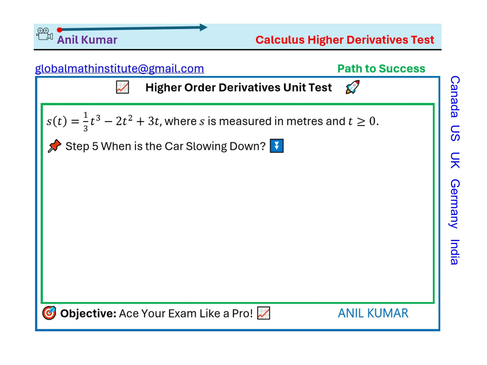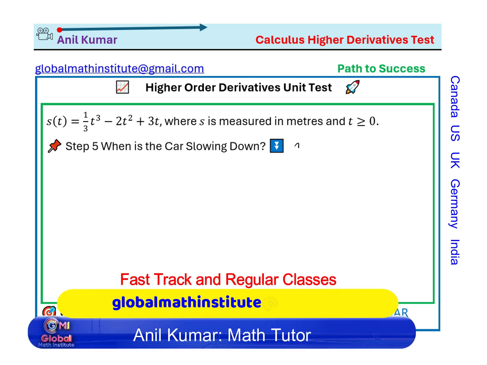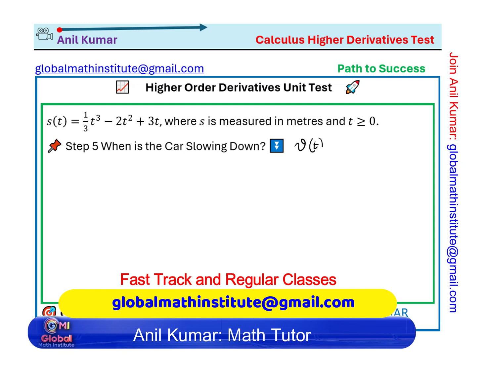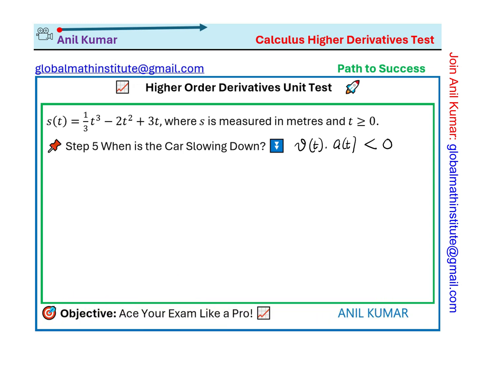So now let's look into the condition. When is the car slowing down? For slowing down, let's understand what should be true. The product of velocity and acceleration should be less than zero. That is where it slows down. So that means we have to find both the functions, right? And the interval where they have opposite signs.